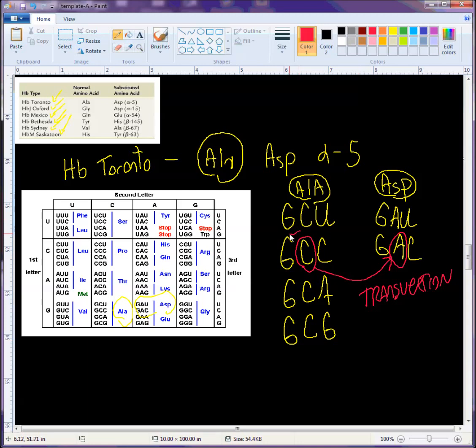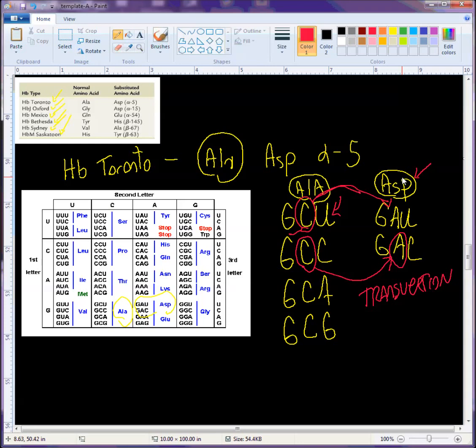Same thing for this one right here, right? If this was the original codon for alanine in the wild type version of the alpha subunit gene, we can change that to A also, and then one single change and it codes for aspartic acid. Okay, so that was pretty simple.